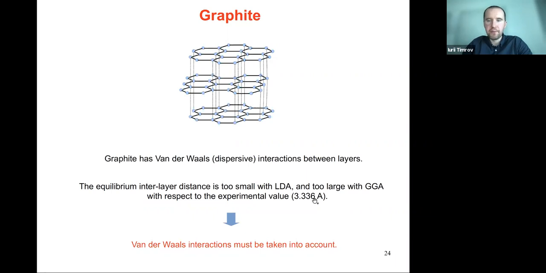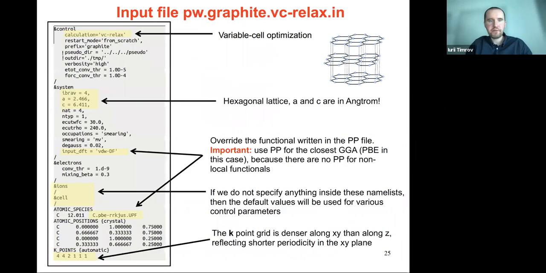3.3336 angstrom. If you try to use a standard LDA or GGA exchange-correlation functional, you will not obtain satisfactory results because LDA underestimates and GGA overestimates interatomic distances. And we will compute those distances in this example. So that's why here we need to use van der Waals corrections.